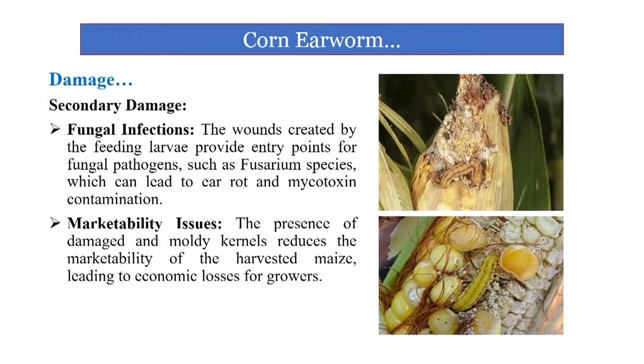That's why the overall ear head is damaged, and there is secondary damage by fungal infection, as I told you. Through the injury and tunnels created by the feeding larva, pathogens like fungi and bacteria, such as Fusarium, can enter, which can lead to ear rot or mycotoxin contamination of the infected portion. There is also a marketability issue, meaning the market value of the infected cob is very reduced, the yield is reduced, and the price is low. That's why farmers or growers suffer more economic loss.